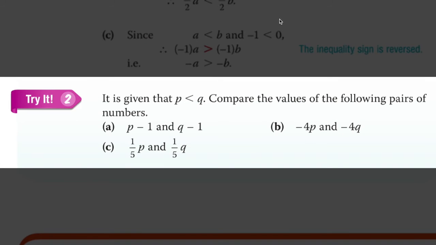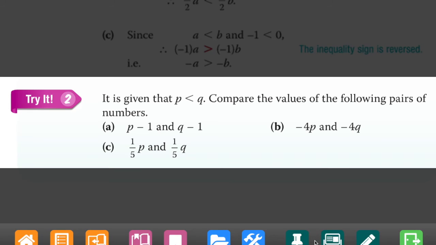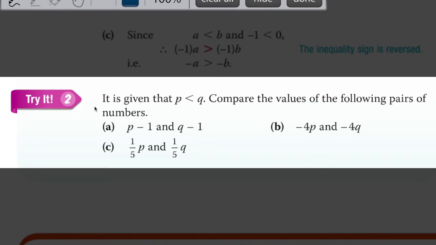So let's look at this. If P is less than Q, then compare the values of the following pair of numbers. Let's see for part A. If P is less than Q, if I plus or minus the same number on both sides, the sign shouldn't change. Right? So Q minus 1 is still going to be bigger than P minus 1.